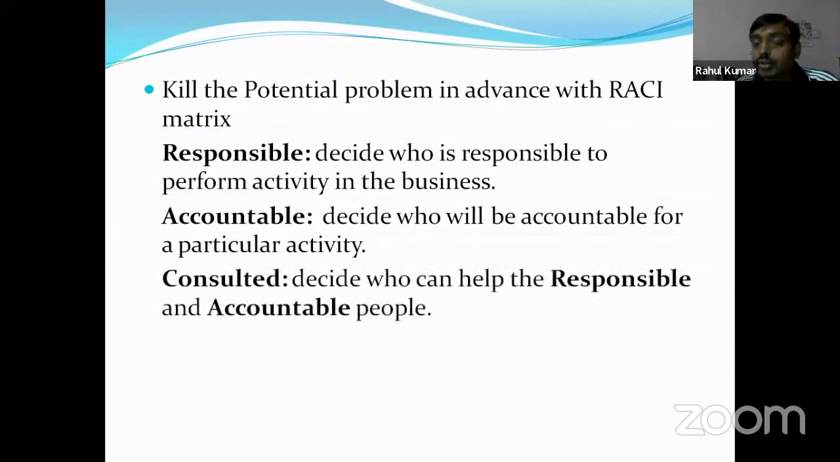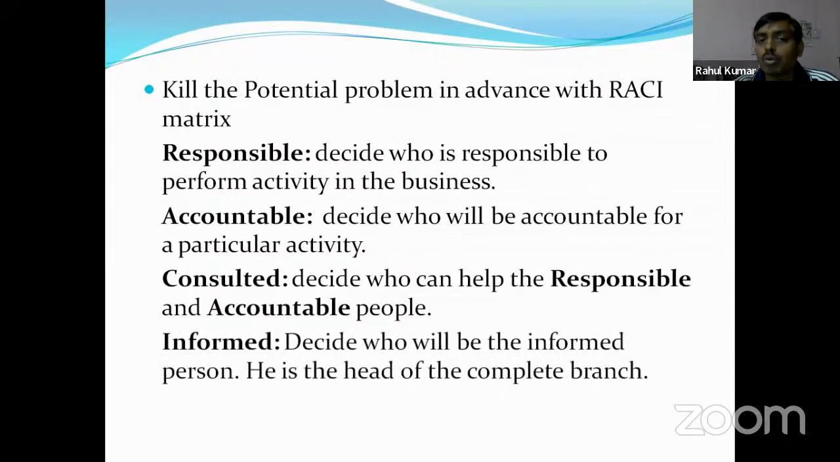And the third one is consulted, जो responsible person और accountable person को handle करे. That is consulted. Decide who can help the responsible and accountable people. उसे भी तो हेल्प की जरूरत है. यदि कहीं कुछ लूप होल्स निकल गए हैं तो वो किससे जाके डिस्कस करे. यदि वो भी अकाउंटेबल पर्सन और रिस्पॉन्सिबल पर्सन भी किसी जगह फंस जाता है तो वो किसे रिपोर्ट करे या किसके साथ बैठ करके डिस्कस करे. वो एक कंसल्टेंट जो हेल्प करने वाला होगा वो भी डिफाइन करे कि कौन होगा वो.